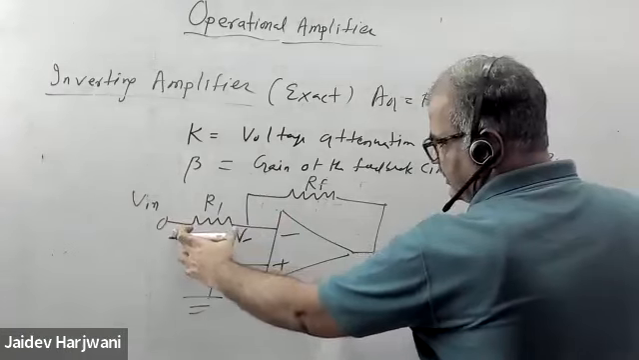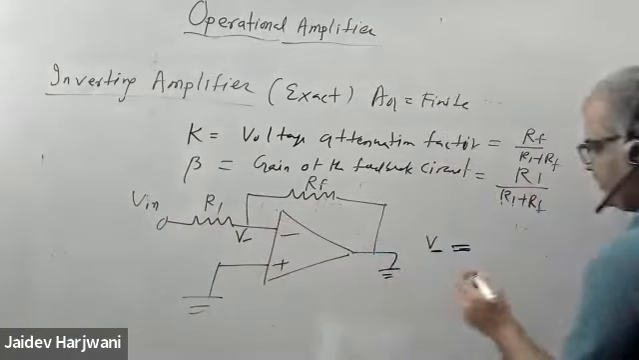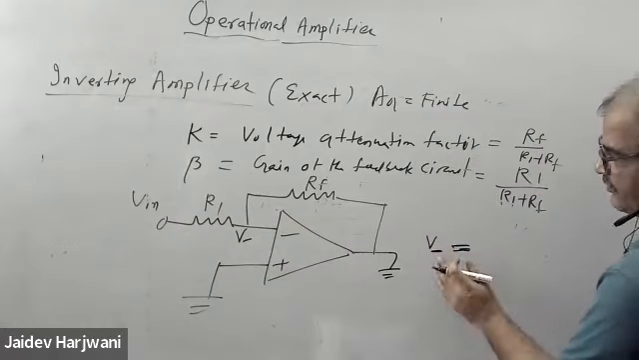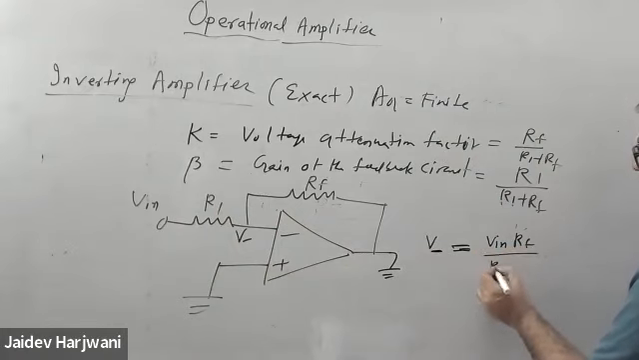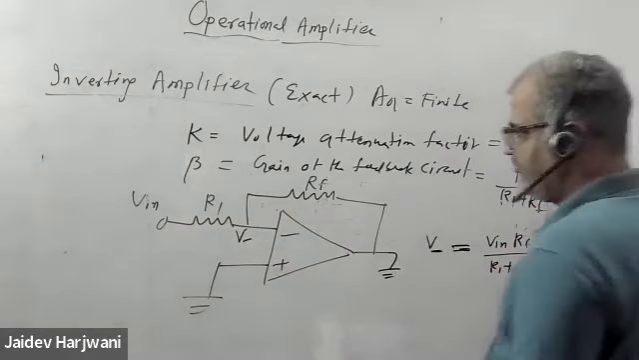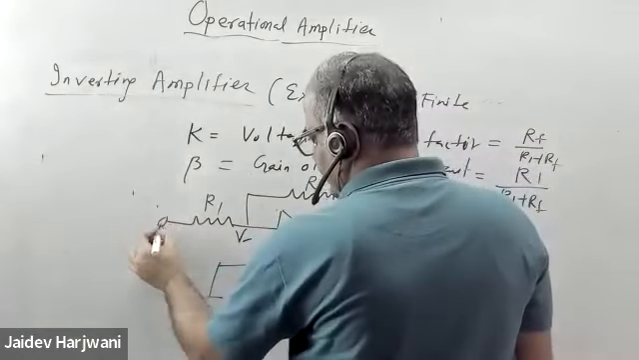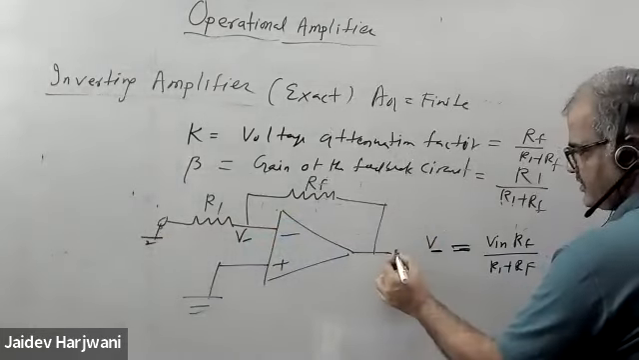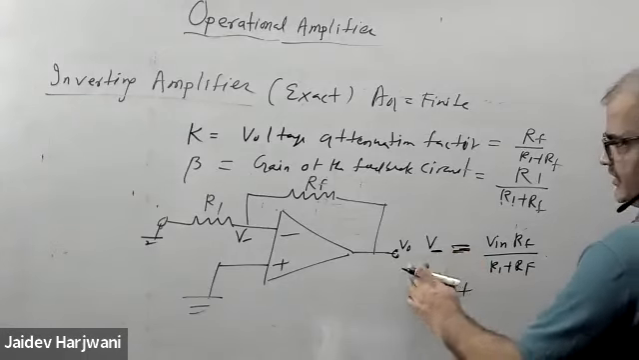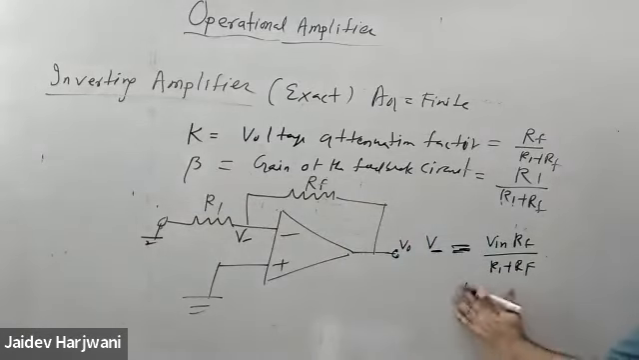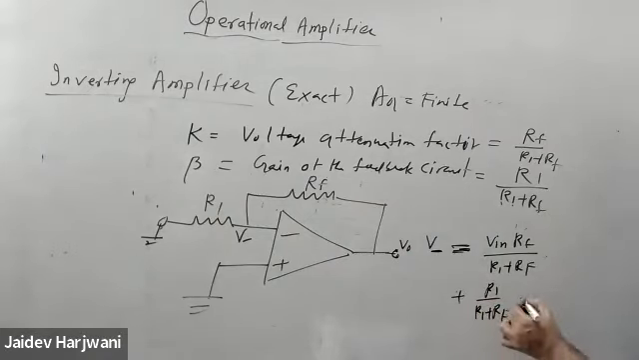What is the voltage here? The voltage here is due to V input, so it will be V input by R1 plus RF, times RF upon R1 plus RF. Similarly, if I make this ground, I want to see the voltage due to V0. Now the total V will be the sum of these voltages. What is the voltage here? That will simply be R1 upon R1 plus RF into V0, isn't it?